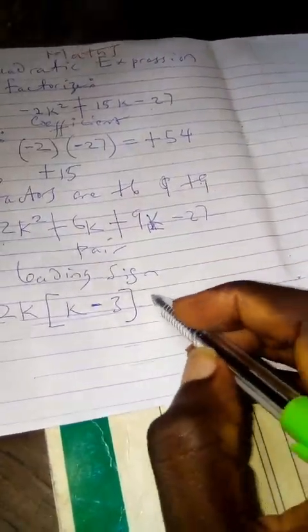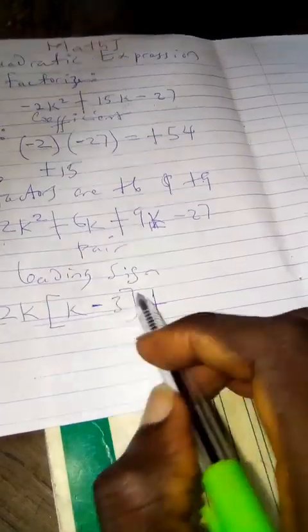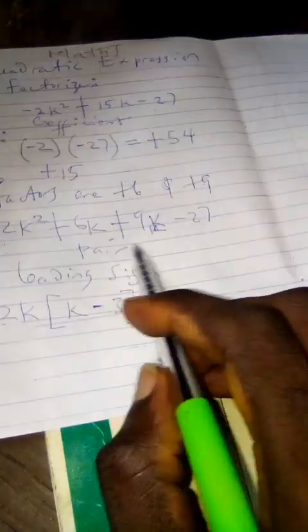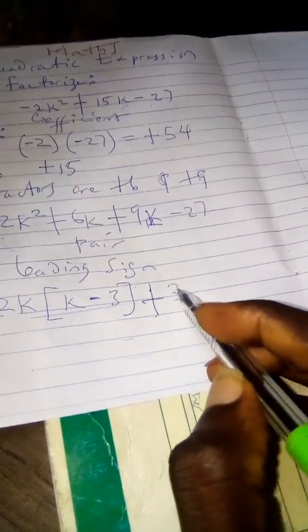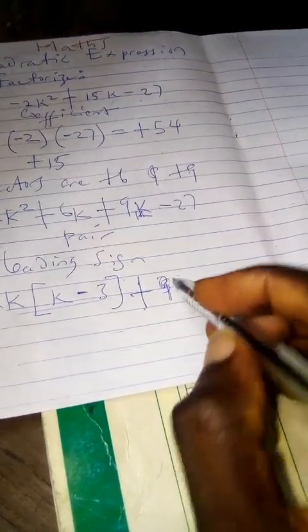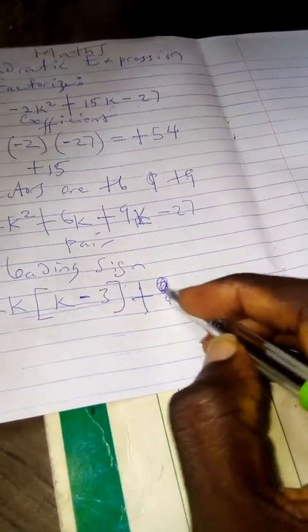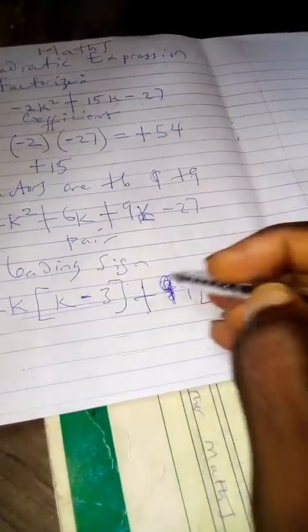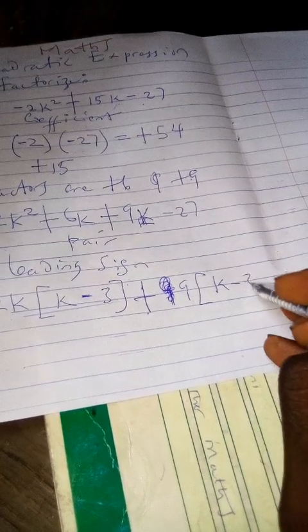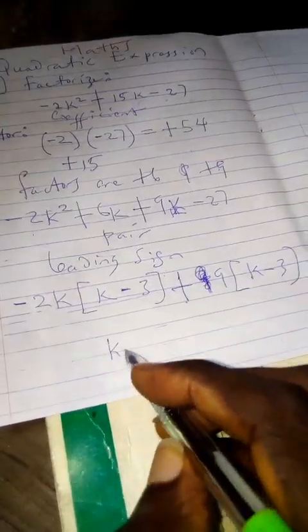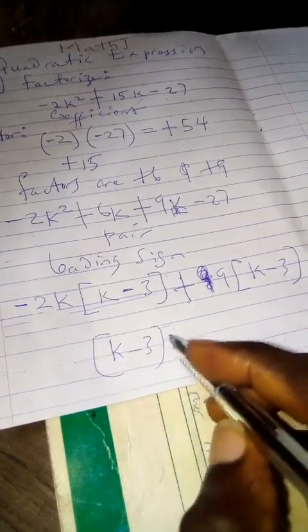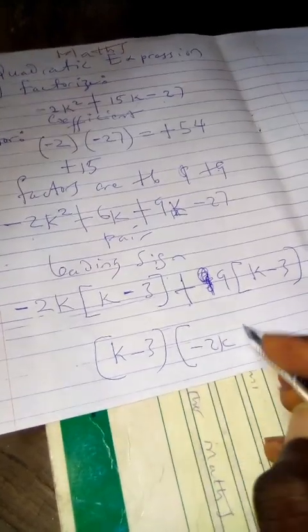When you get here, you bring a leading sign. The leading sign is plus. The leading sign is the sign you meet first, okay? If you look at this very well, what is common is 3. Sorry, what is common is 9, not 3, it's 9. So look at it very well, it's 9. Then you now cut it. You have k, you have minus 3. And when you open the bracket, you get this back. So the answer is (k - 3)(-2k + 9).